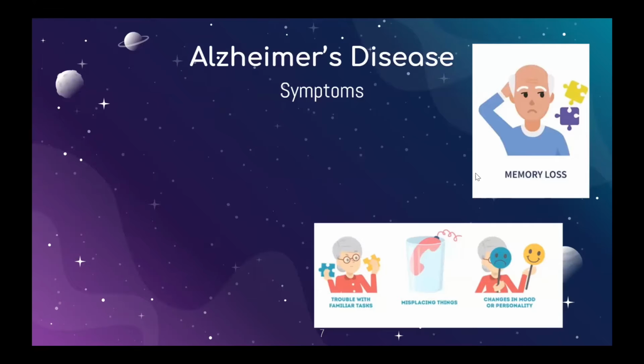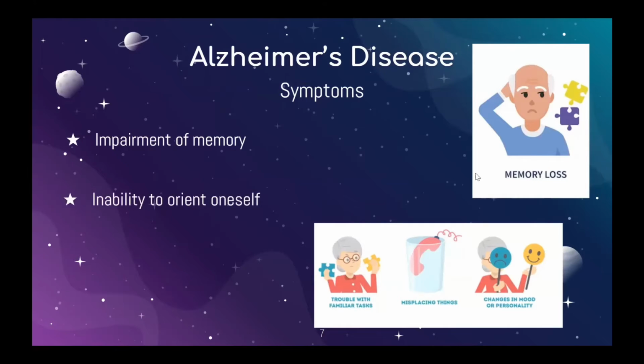Some symptoms of Alzheimer's disease are as shown here. The main one on the right, we can see an old man wondering how to put the pieces of his puzzle back together. And this indicates something called memory loss, where you can't remember basic things. Then we also have trouble with orienting oneself, so basically being aware of your surroundings and understanding where you are. For example, if you were at school, normally you would know, okay, I'm at school versus I'm at home. But those with Alzheimer's disease struggle with understanding where they're located.